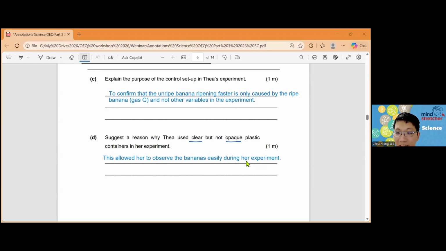PSLE gets easier every year? Cannot be lah, Ling Fei. How can PSLE get easier every year? Then all the younger kids get to do the paper easier and easier. No, it's not easier every year. In fact, it should get harder every year.